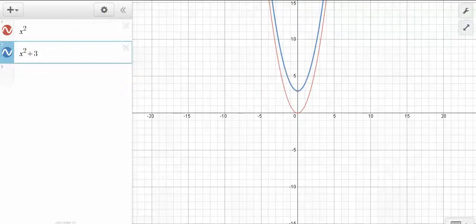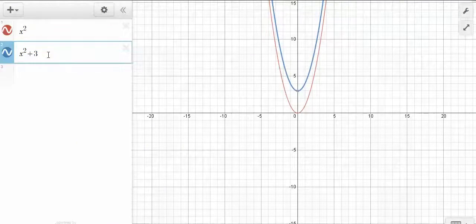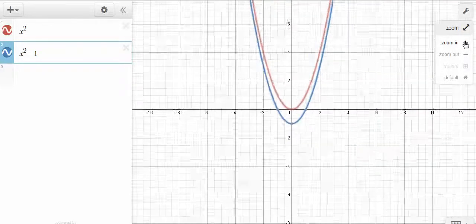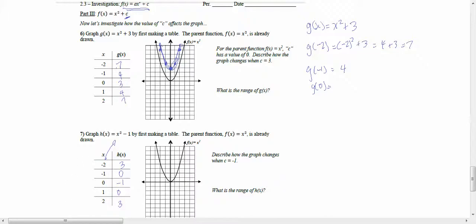Let's take a look at this one, and I'm not even going to make the table. I'll just do it in my head. If I plug in negative 1 or negative 2 over here, this would be x squared minus 1. That would be 4 minus 1, which is 3. This would be negative 1, 0, and 3. If I were to graph that, x squared minus 1, it basically takes my red graph and pulls it down by 1 unit. So that kind of tells me what this C does.